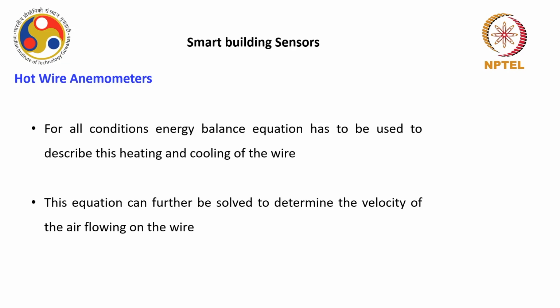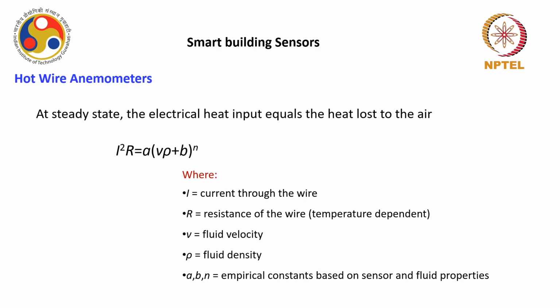For all conditions, the energy balance equation has to be used to describe this heating and cooling of the wire. These sensors are based on this heating equation. This equation can further be solved to determine the velocity of the air flowing on the wire. So, at steady state the electrical heat input equals the heat lost in the air.